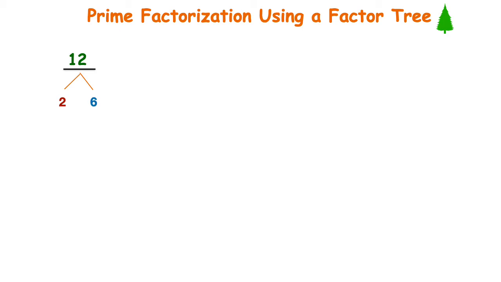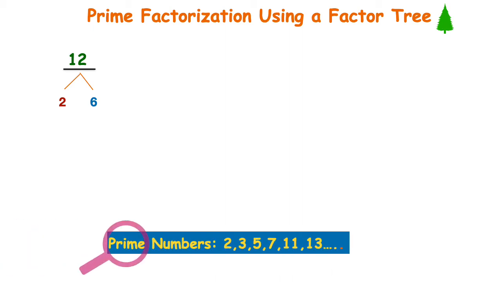Now, the goal of a factor tree is to find all the prime numbers in the factor tree, and when we find them, we circle them. I'm going to give you a little reference here at the bottom for the first 6 prime numbers, and as you can see, 2 is a prime number. So I'm going to go ahead and circle it. Now I look at the number 6. 6 is not a prime number, it's a composite number, so I'm going to give it 2 branches. And I can get 6 by doing 2 times 3.